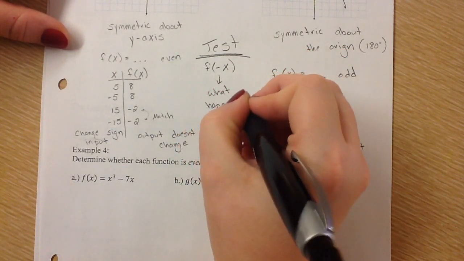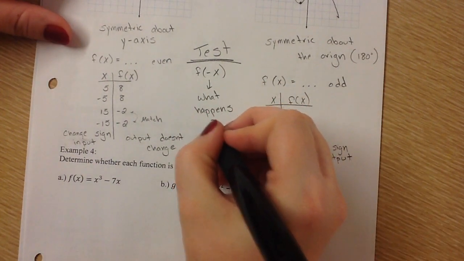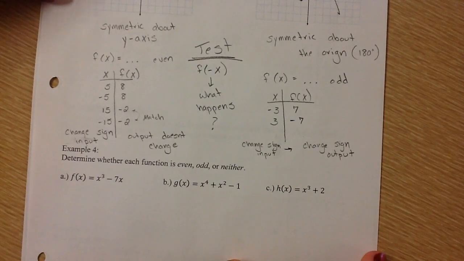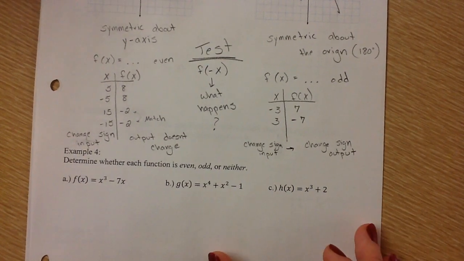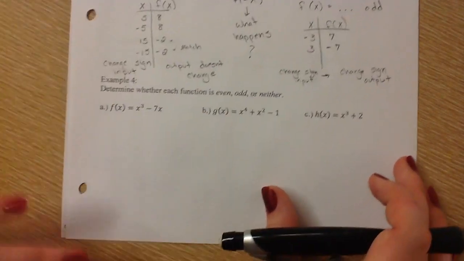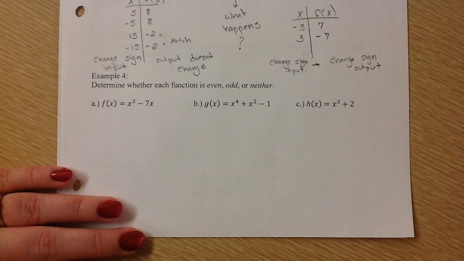Does it change the sign of everything? Does it not change anything at all? Okay. Does it change the sign of just one piece? If it does change the sign of just one piece, then it's neither. Okay, so let's go ahead and look here. So here I have three functions. I want to determine whether the functions are even, odd, or neither.